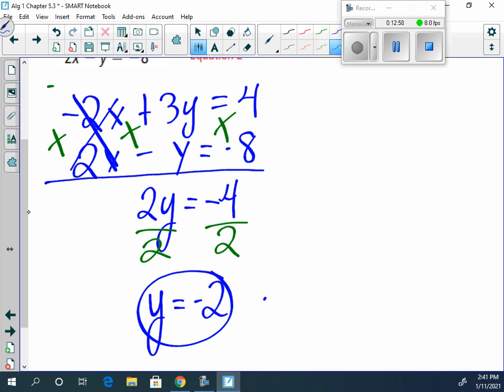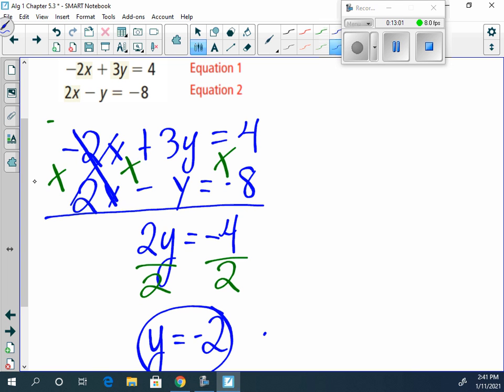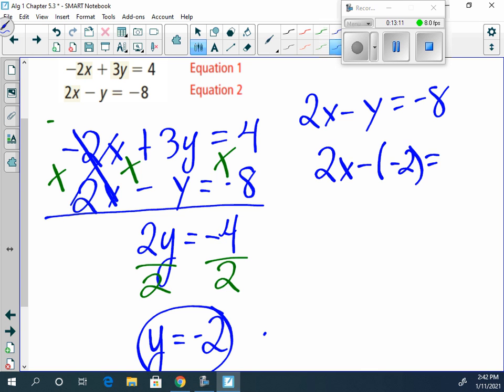Okay, well now we're going to have to do exactly what we did with the one before, is we're going to pick one of these two equations. I'll pick the bottom one. X minus y equals negative 8. Well, if I want to solve for the value of x, I'm going to plug the value of y into it. And since we know the value of y is negative 2, we plug negative 2 into the equation. So we get 2x, sorry, not negative, 2x minus negative 2 equals 8. Well, here the negative and a negative make a positive. So we have 2x plus 2.